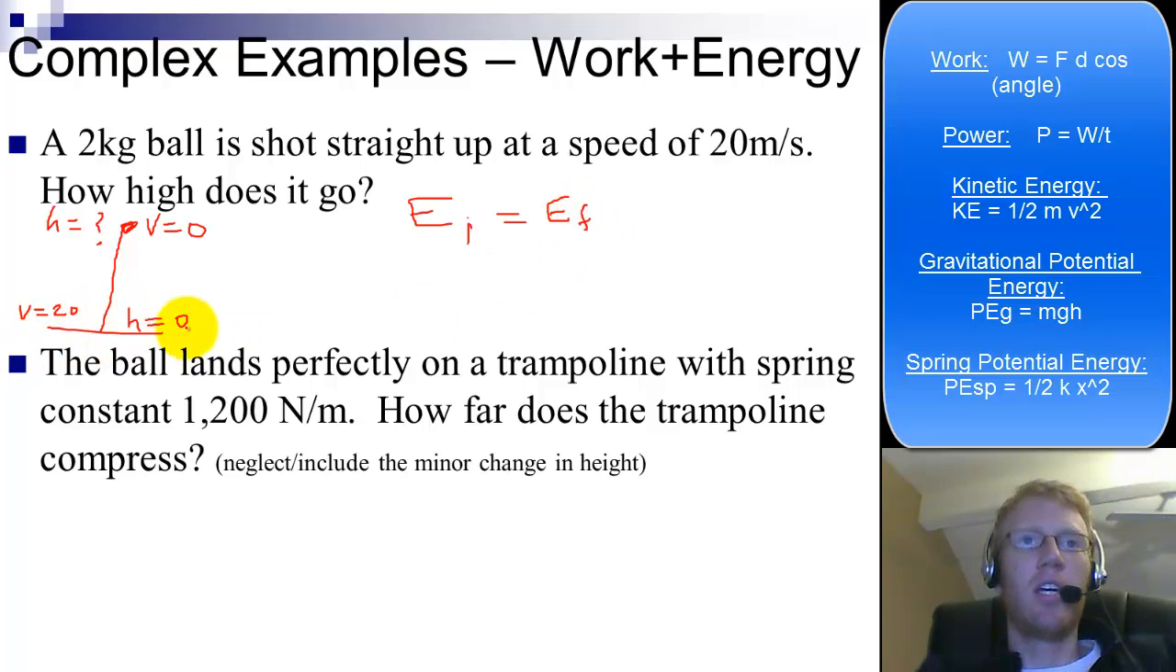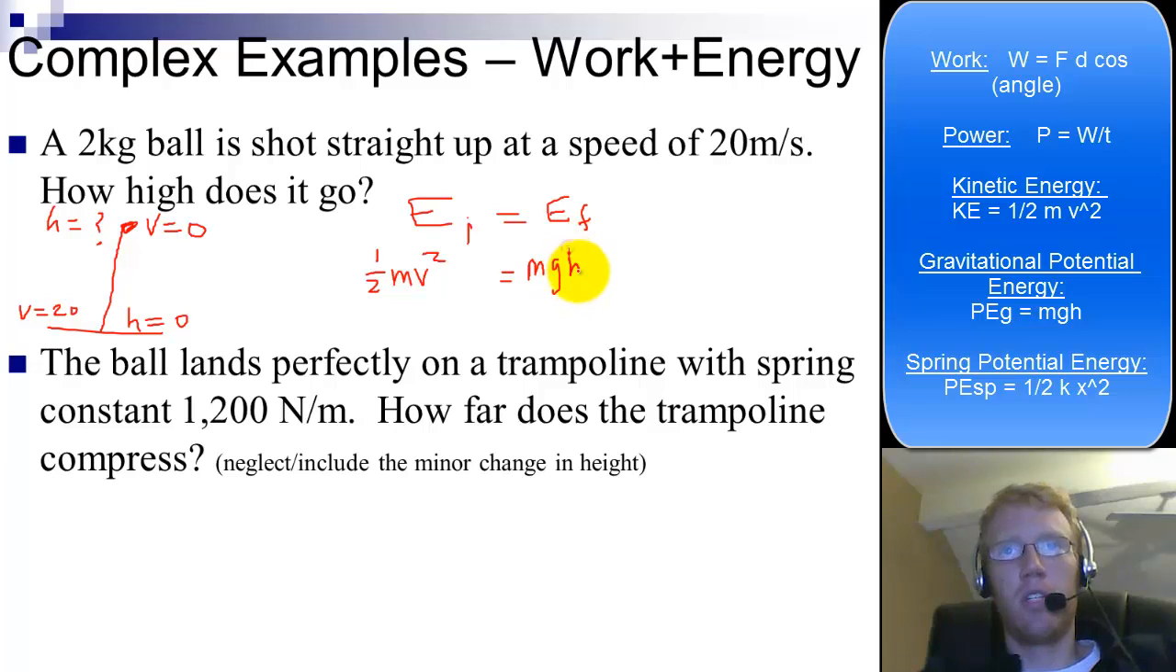When it's down here, it doesn't have any height, so it has no potential energy, but it does have speed, so it does have kinetic energy, 1/2 mv squared. At the end it has no speed, so it has no kinetic energy, but it does have height, and so it's going to have potential energy. And now we can solve this to see how high it goes.